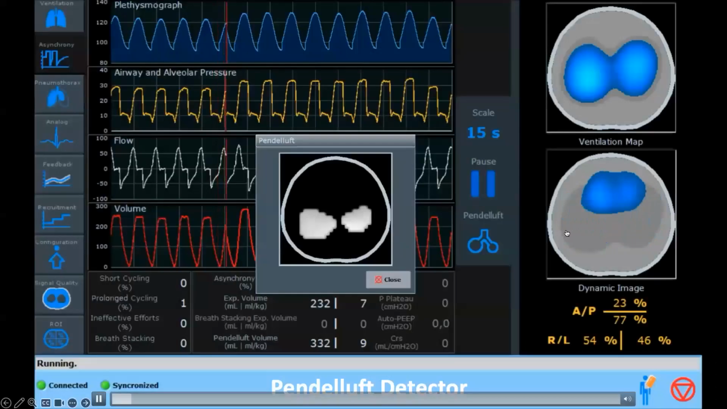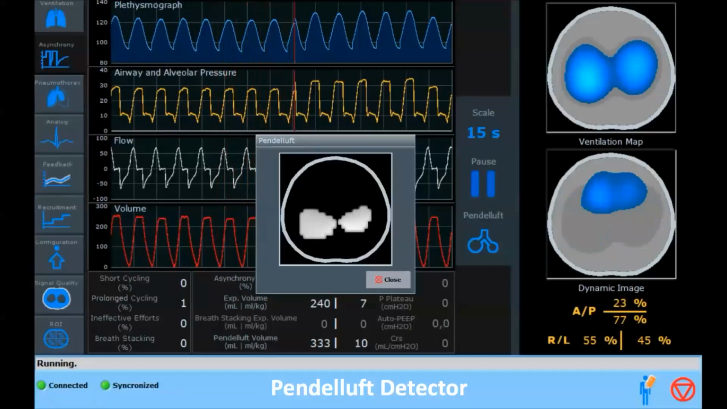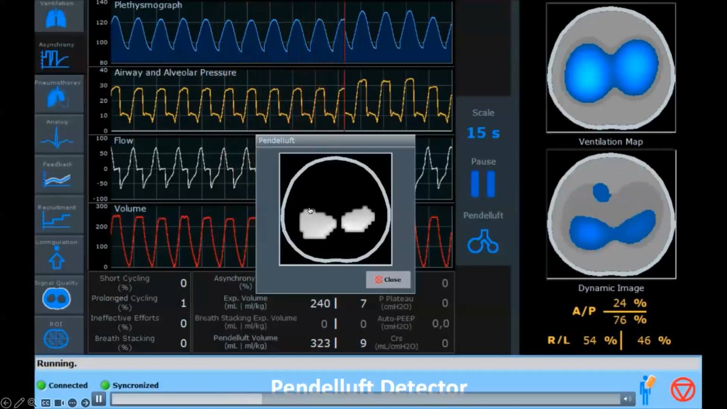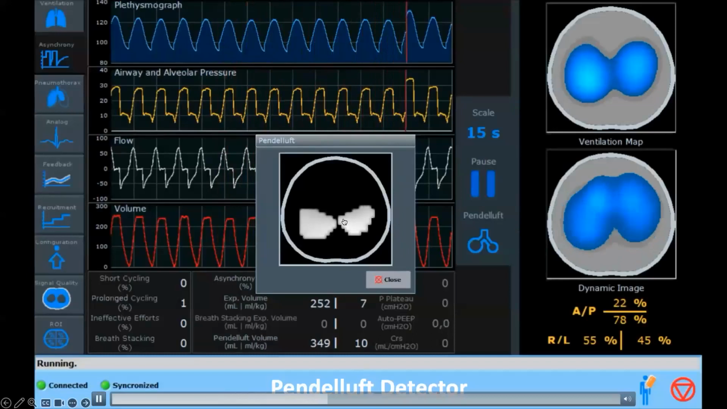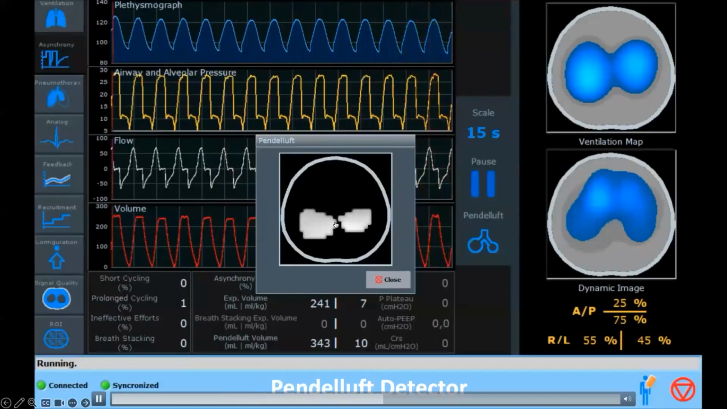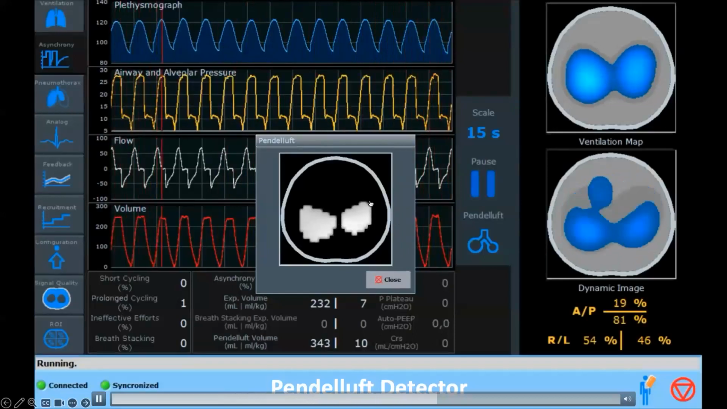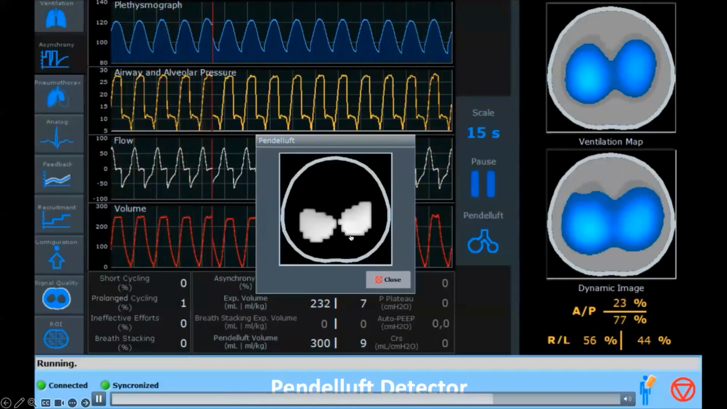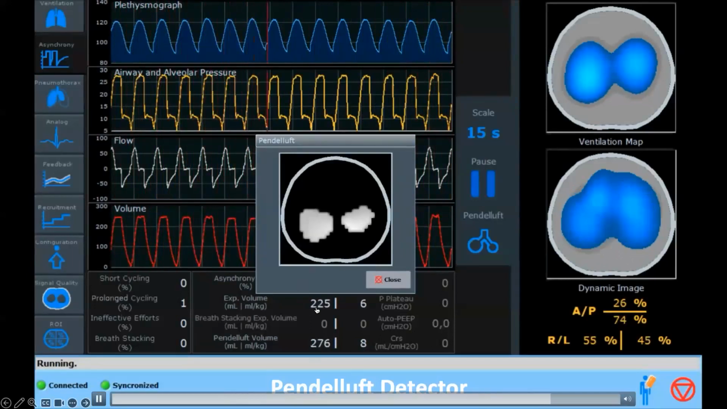This is a pendelluft detector that we worked on a few years ago, using EIT information to create this kind of map that represents areas with higher pendelluft. This method is interesting because here we can see, for instance, in this case, the global tidal volume is about 6 cc per kg, but the pendelluft area, these white pixels in this image, is receiving about 8 cc per kilogram.